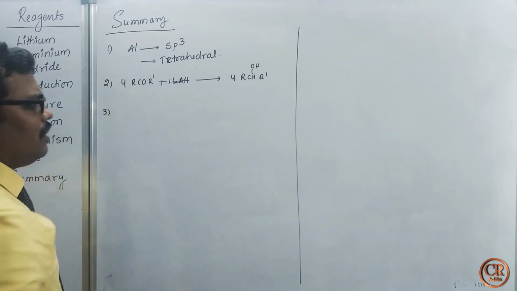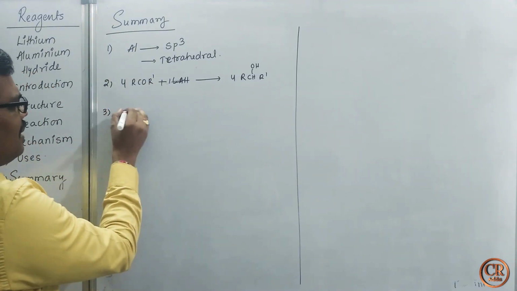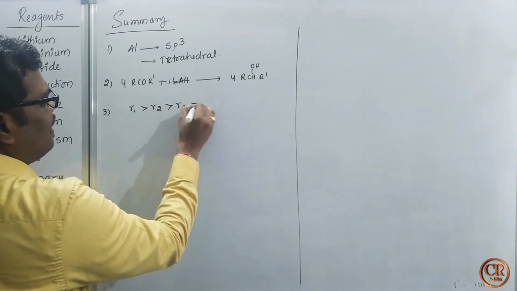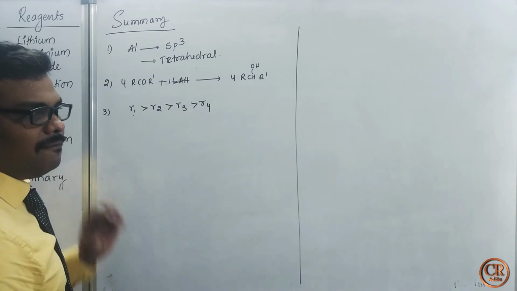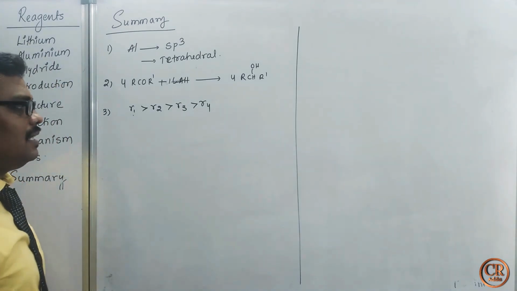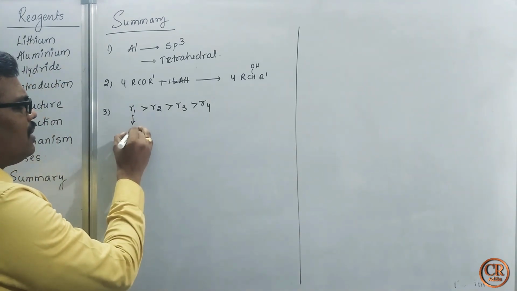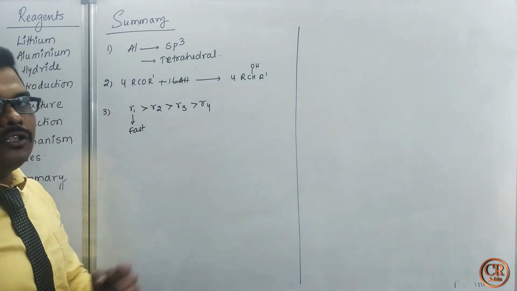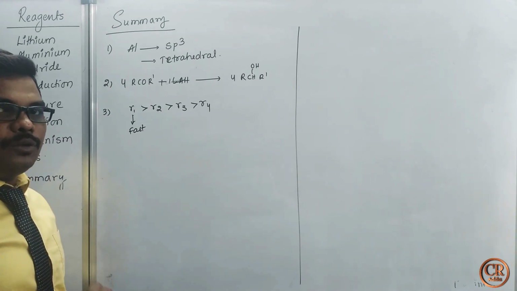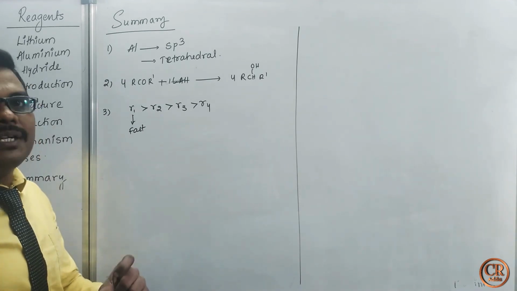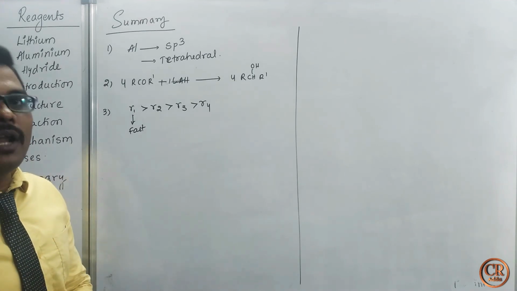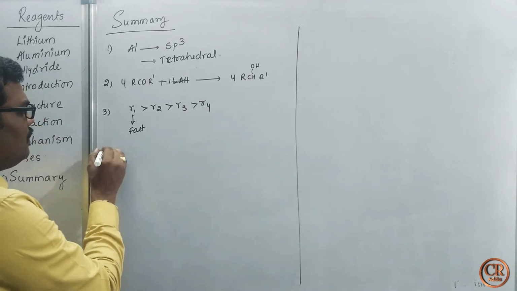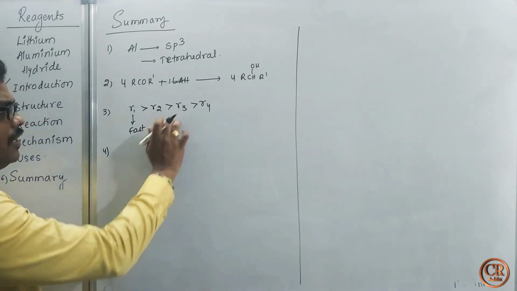Then the third point, if you look at the mechanism, in the mechanism R1 is greater than R2 is greater than R3 is greater than R4. Here R1 is the first step, that is the intermediate formation step. Here you already know why R1 is very fast and the remaining are slow: from step to step the number of alkoxy groups increases. These alkoxy groups decrease or inhibit the hydride ion transfer from aluminum to carbonyl carbon. That's why the rate decreases.